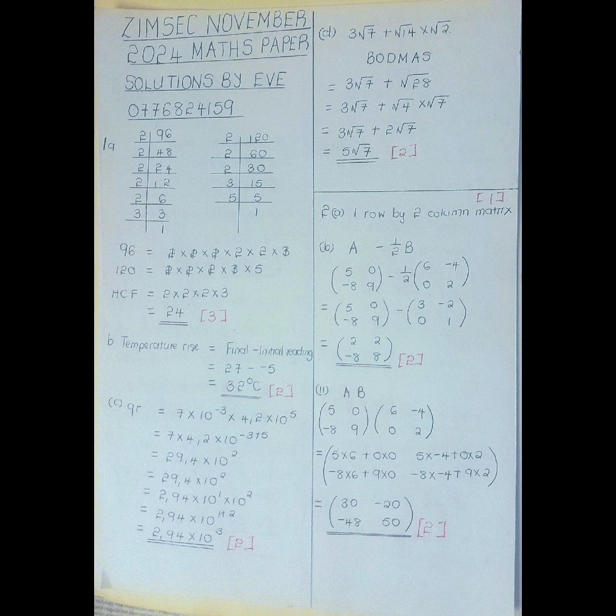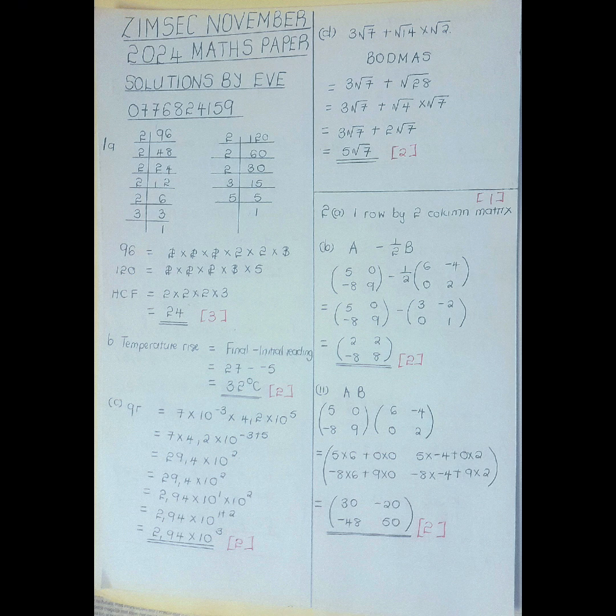And then the next question was on standard form. We are supposed to multiply R and Q. So if we multiply, we are going to get 2.94 times 10 to the power of 3. You need to make sure that the standard form value ranges from 1 to 9.